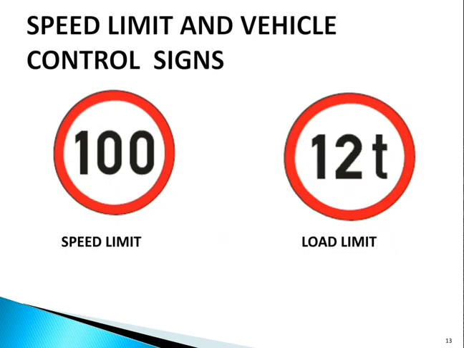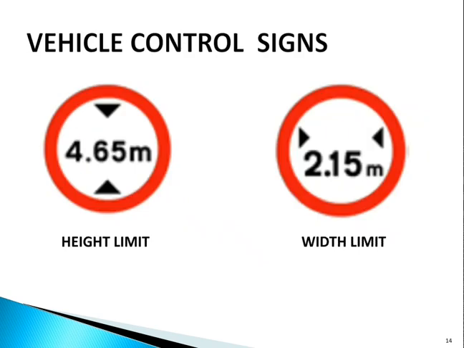Now let us see speed limit and vehicle control signs. So here you can see speed limit and load limit sign. Next is vehicle control sign, which is height limit and width limit.